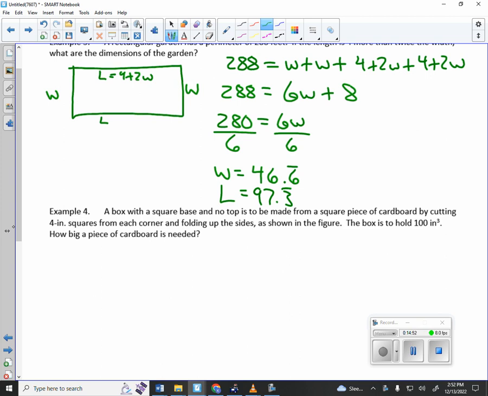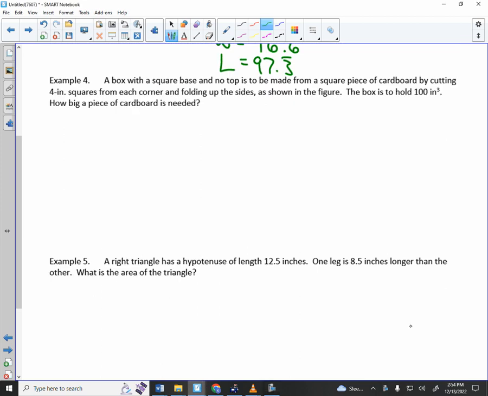Okay. The next one is a classic problem. It gets used in calculus. This one you're going to need to watch me as I do this, and this is something that does get used. Anyway, they tell us in this situation that the volume is 100. A box with a square base and no top is to be made from a single piece of cardboard.